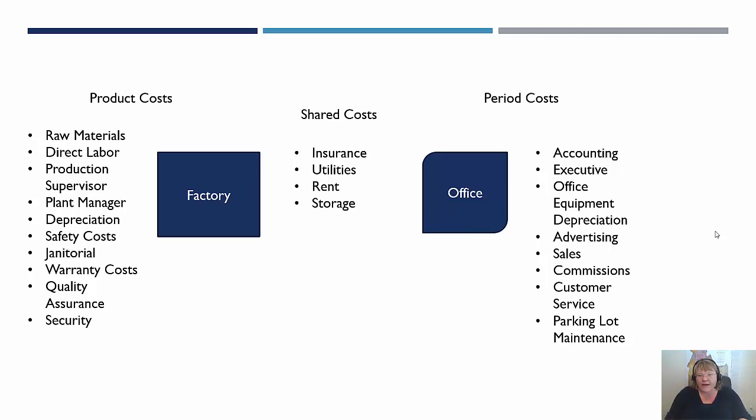So you'd have to separate that out. And then rent, same thing. You've got the entire rent for the whole factory. What part of the rent should go to the product cost and what should go to the period cost?